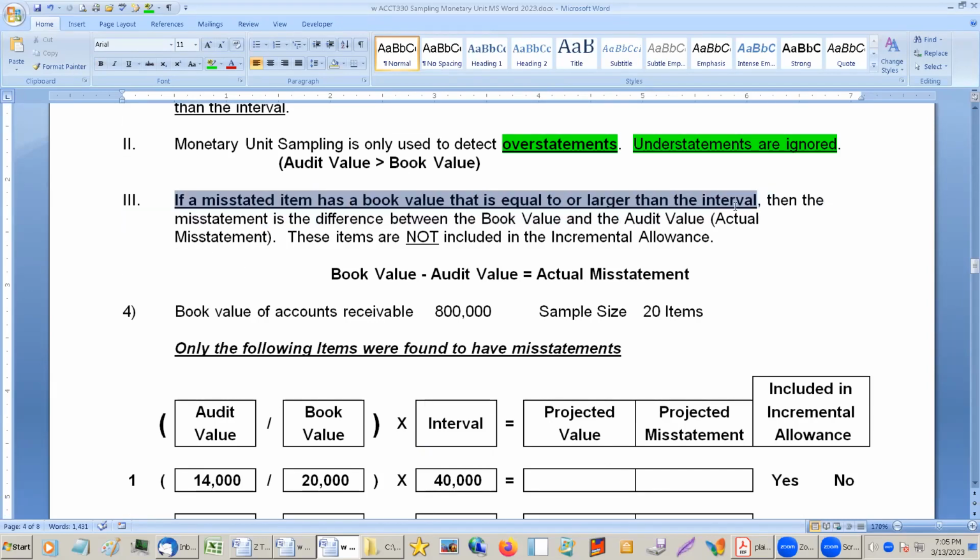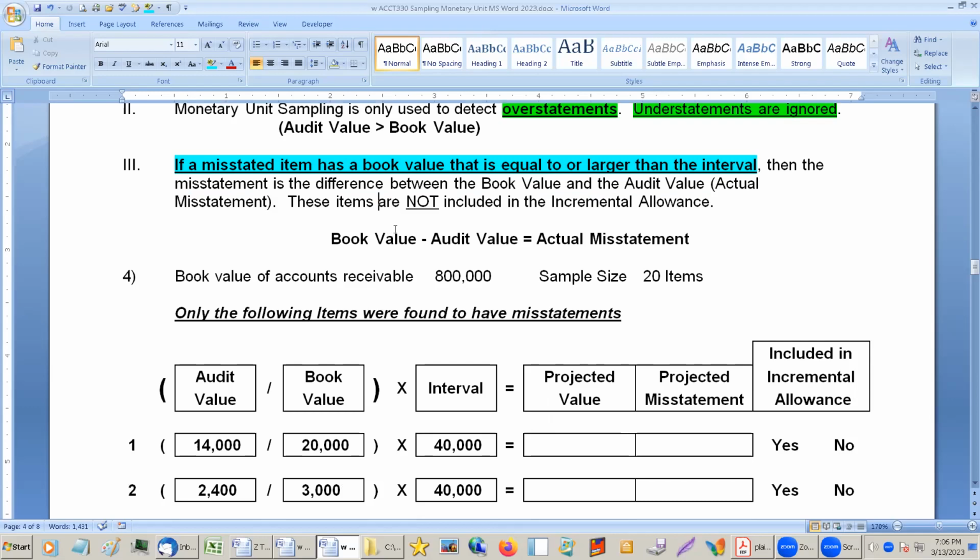And this is another quirk that we'll talk about down below a little more. If the misstated item has a book value that is equal to or larger than the interval, then the misstatement is the difference between the book value and the audit value, the actual misstatement. These items are not included in the incremental allowance that we are still going to talk about later.